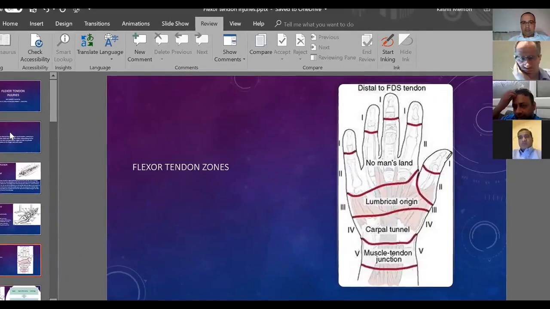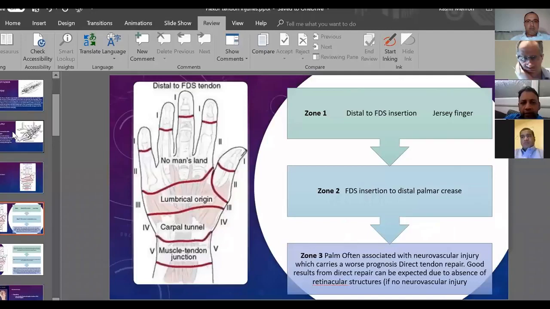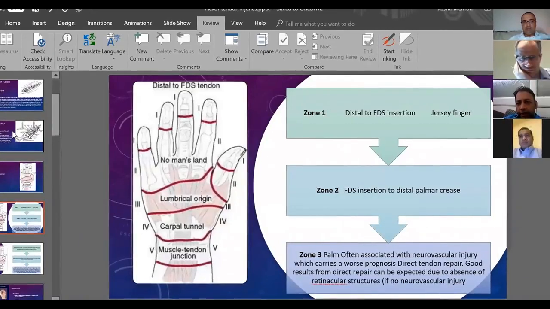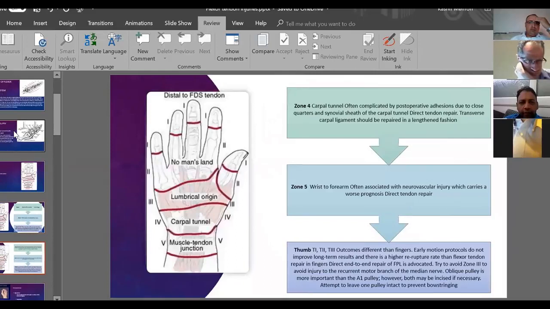Flexor tendon injuries are divided according to the zones. Zone 1 is distal to the FDS insertion. Zone 2 is from the FDS insertion proximally up to the distal palmar crease. Zone 3 is in the palm. Zone 4 is under the carpal tunnel. Zone 5 is proximal to the carpal tunnel. Zone 2 is the most important, although it was called no man's land, but not anymore.